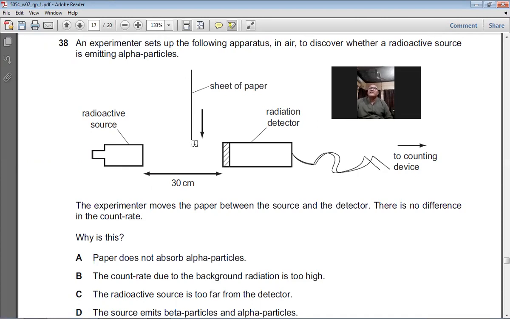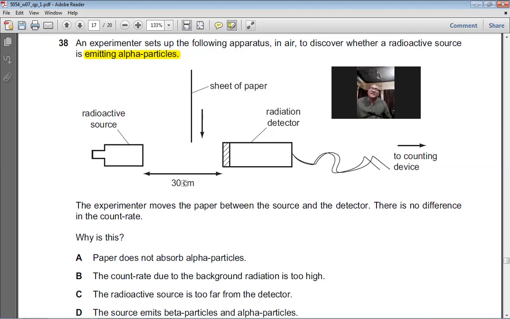So here he can insert the paper sheet or aluminum sheet or whatever he wants between the radioactive source and the detector. The experimenter moves the paper between the source and the detector. There is no difference in the count rate. Why is this so? You see, this radioactive source is probably emitting alpha particles. The alpha particles cannot travel 30 centimeters in the air. So basically the alpha particles are not reaching the detector, and this detector is only noting down the background radiation.